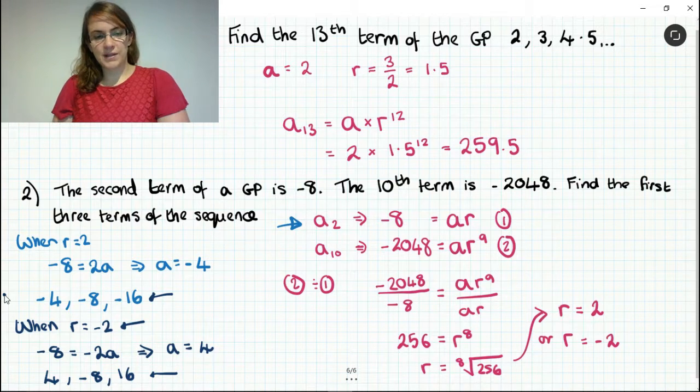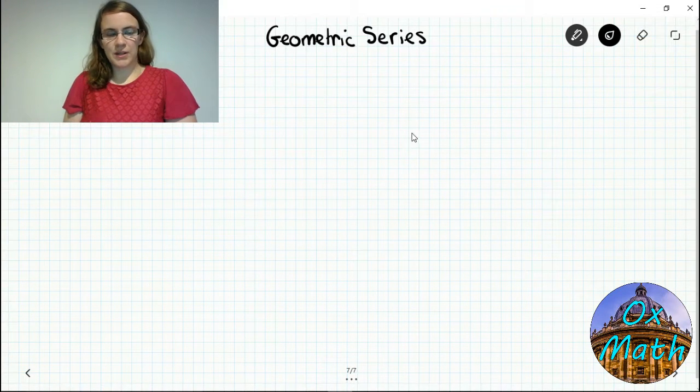However, if it was a practical question, it might be that only one of these sequences makes sense. It is rare that a negative ratio makes sense in a practical situation, although it can do, so don't discount it. So let's have a look at geometric series now.